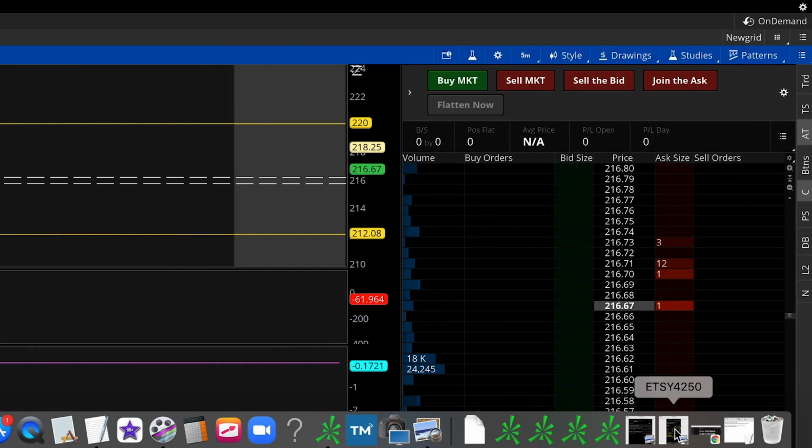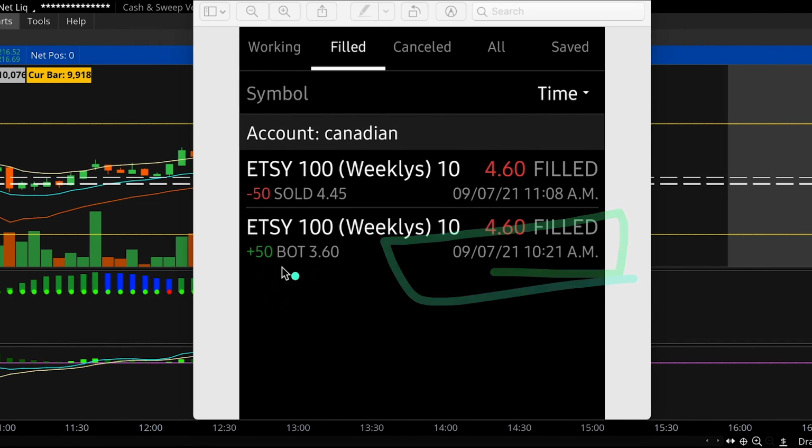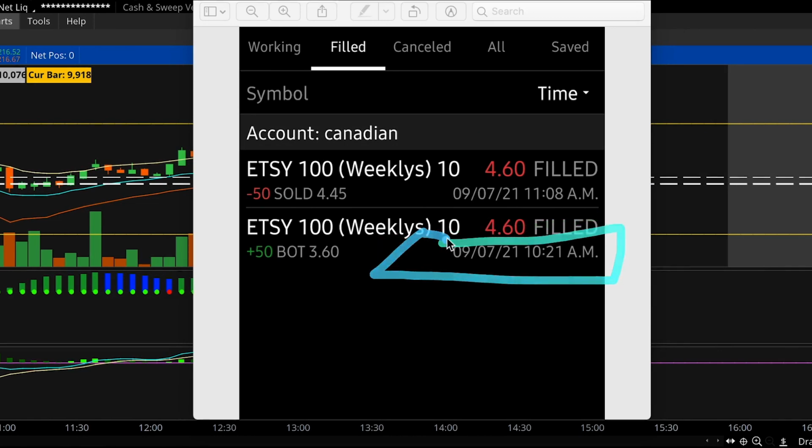Let me come over here so you can see exactly what's going on. So you're going to see my fill on Etsy today. So let's have a look at this. I entered this trade at 10:21 a.m. So you see the date right here, which is today's date. This is Tuesday, September the 7th, 2021.